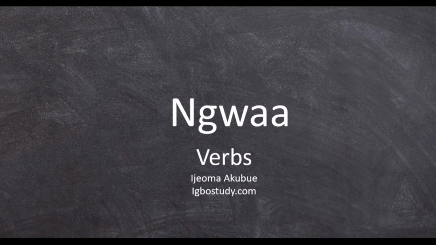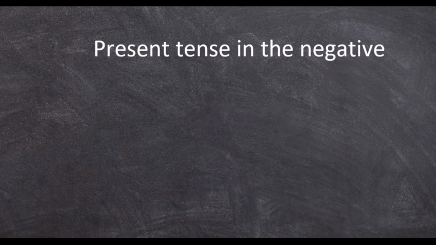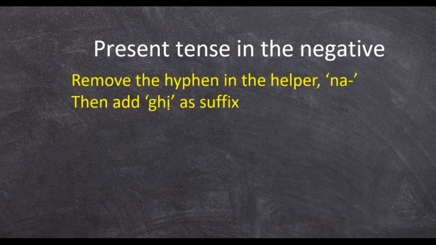Anyị na-eme ngwa today, continuing verbs. So anyị ga-eme the negative verbs. Present tense to start with. How do we make a present tense negative?